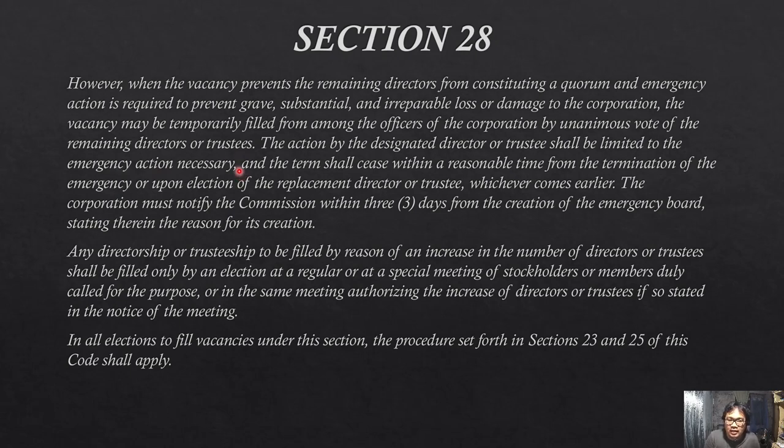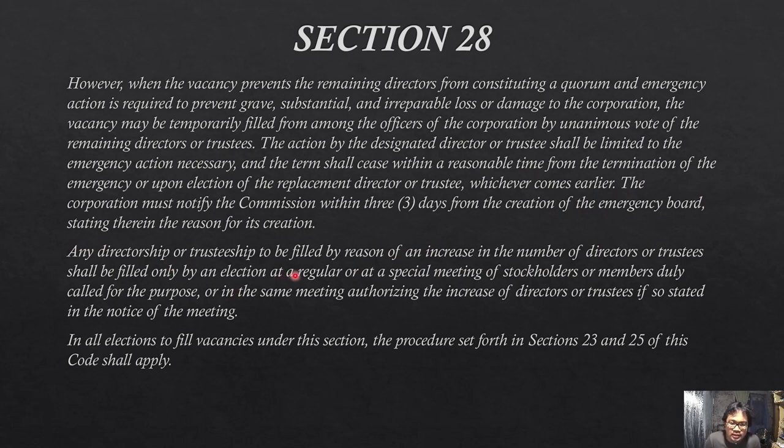But the action of the designated directors or trustees is limited only to emergency action necessary. And the term shall cease within a reasonable time from the termination of the emergency or upon the election of the replacement director or trustee, whichever comes earlier. Matagalang process yan eh. Now, the corporation shall notify the SEC within 3 days from the creation of the emergency board, stating therein the reason for its creation.